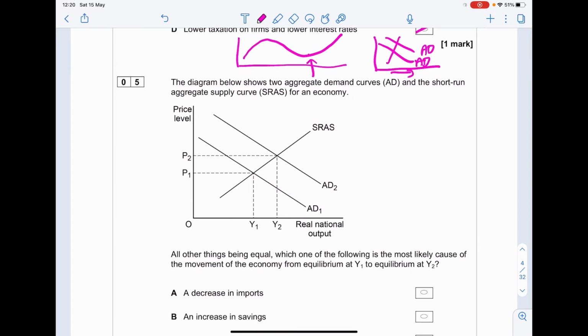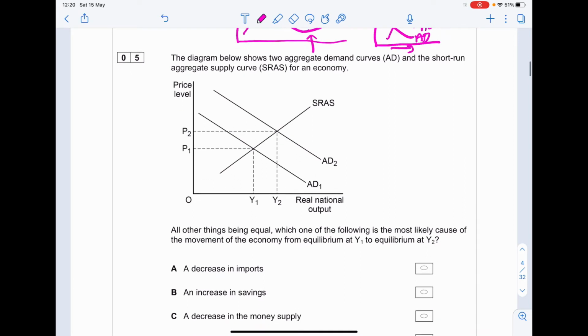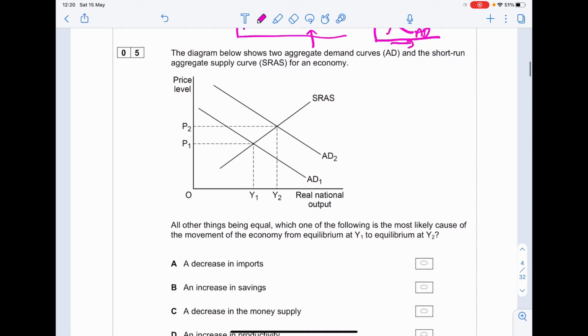Right, number 5, we've got two aggregate demand curves and the short run aggregate supply curve. So we're shifting to the right. Just remind you of the formula. So we're shifting to the right again, which is most likely to cause a movement of the economy from Y1 to Y2. So we're going from Y1 to Y2.